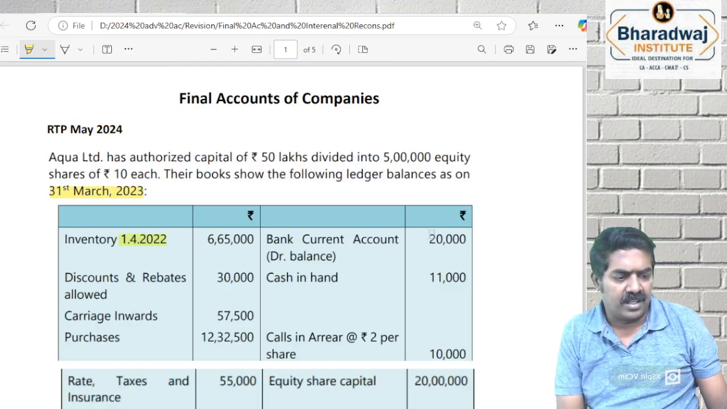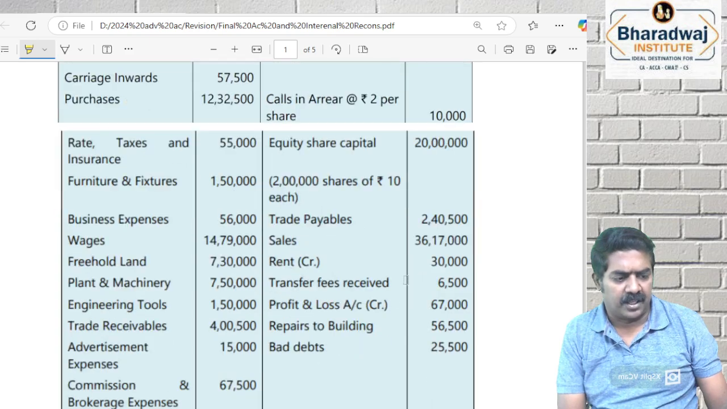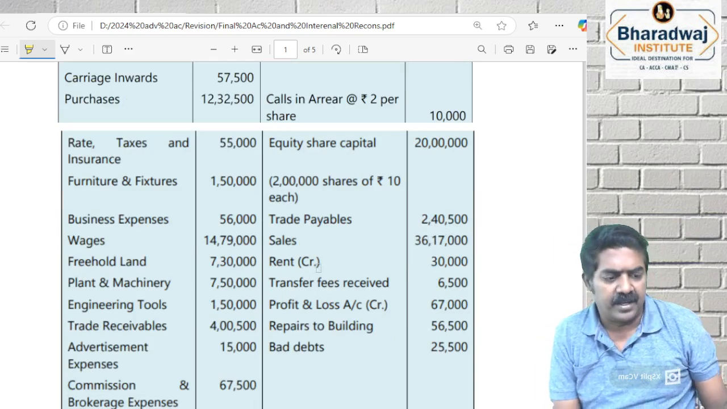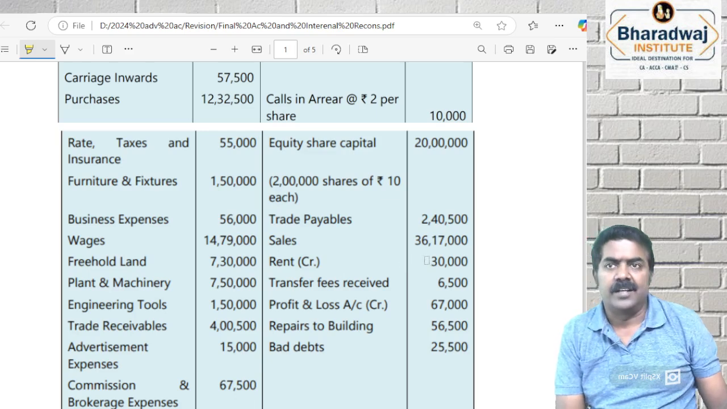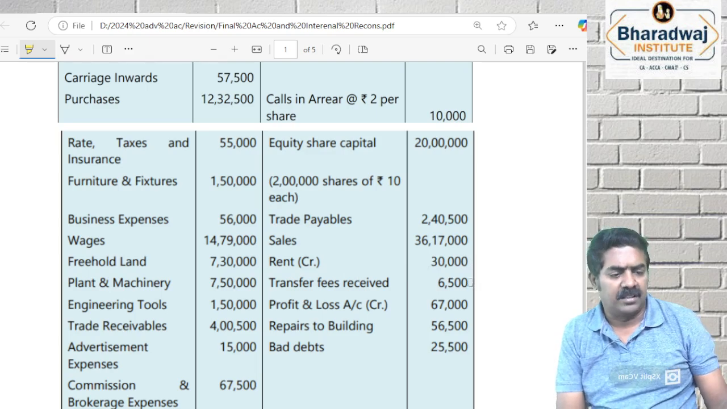Bank account, debit balance is given. Normal cash and cash equivalent, cash and bank balance. Calls in arrear, 2 per share is given. We'll reduce it from what? Equity share capital. We are given trade payable, this is of course liability side. Sales will become which one? Operating income, income from operation. Rent credit is what? Other income. Transfer fees received, other income.